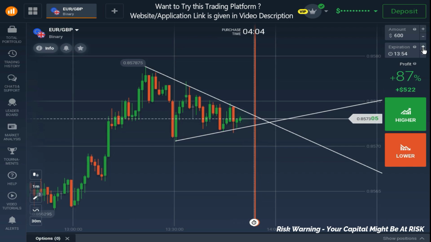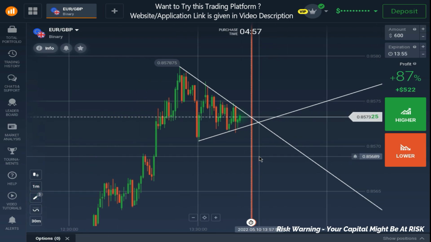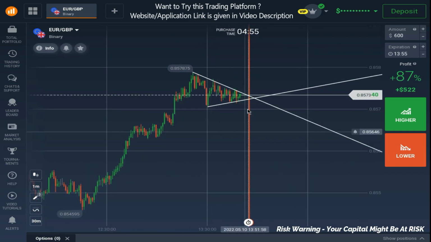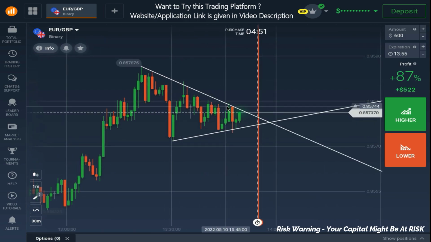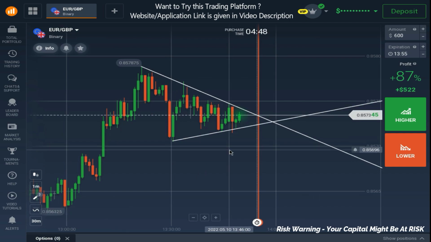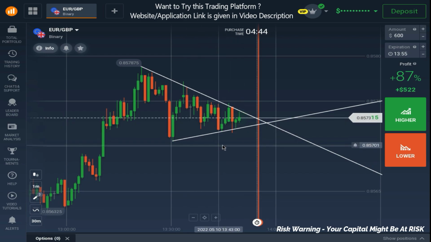I'm still in favor of the market falling further in the downward direction, and I think the market will fall strongly, but as it is not happening till now, I can wait. So let's wait. This is the trend resistance and this is the trend support.